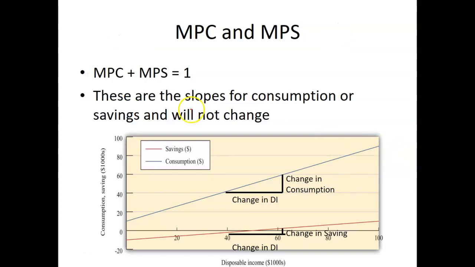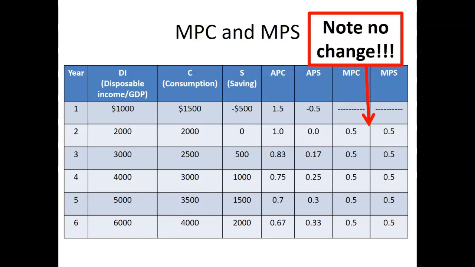So again, MPC plus MPS equals 1, and a good way to think about these is as the slopes for the consumption schedule and the saving schedule. It's a generic rise over run situation: change in consumption over change in disposable income, or change in savings over change in disposable income. And again, they do not change. It's going to be helpful to know that.